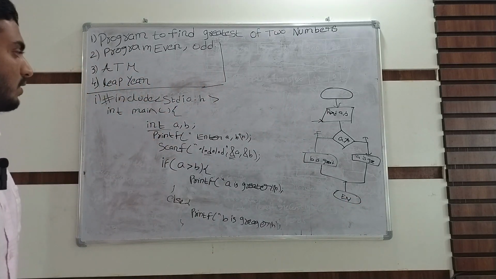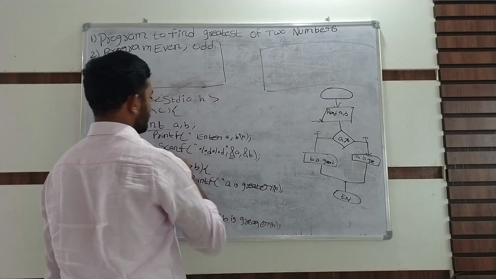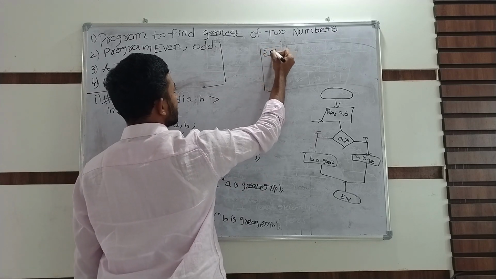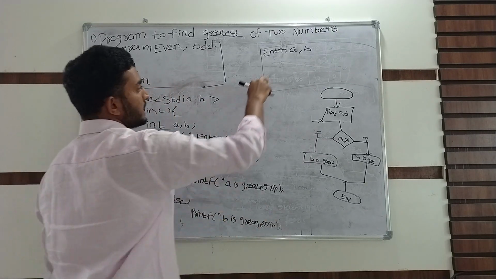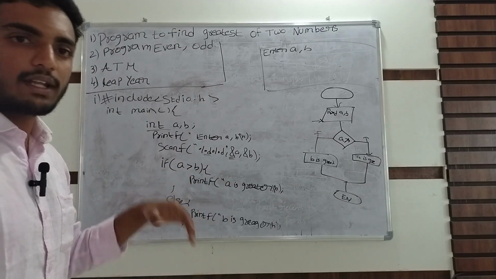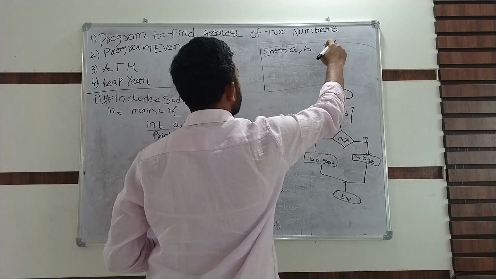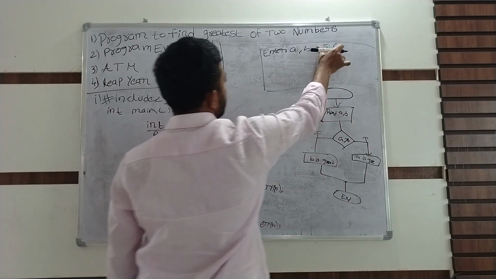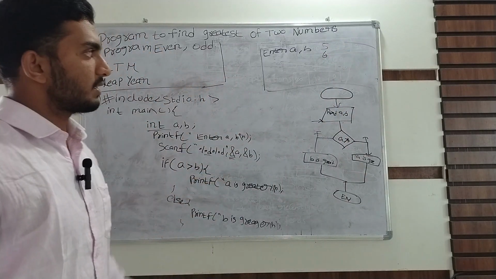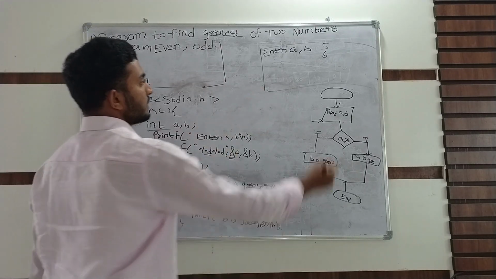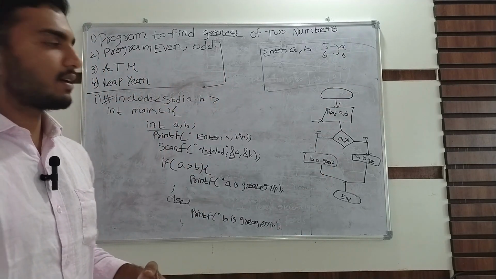First let's see the output. In the output bar, it will first ask us to enter the a comma b values. By seeing this, we know we have to enter a and b values. Let's say 5 and 6. Our input is 5 and 6. The first will be taken as a and the second will be taken as b.